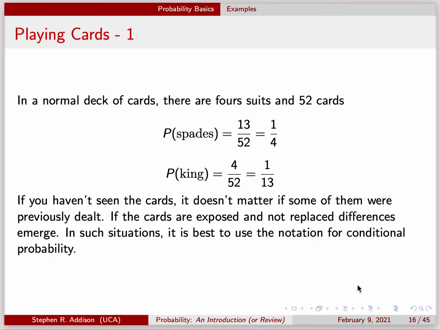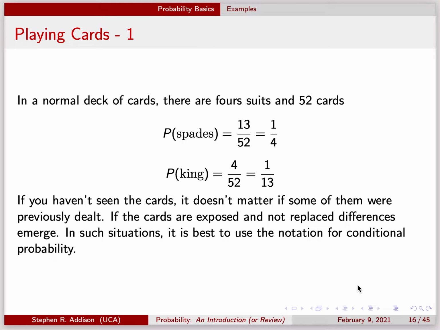Hello everyone, it's time to resume our study of probability. Since probability was developed to gain a better understanding of gambling, most of the examples are about coin tossing and playing cards. And so some of the initial examples we'll look at are playing cards.